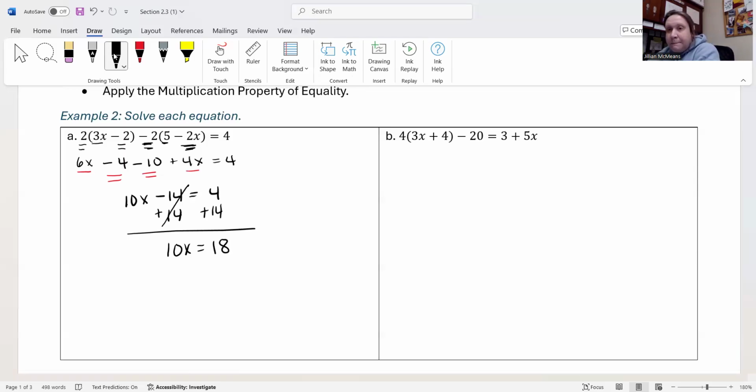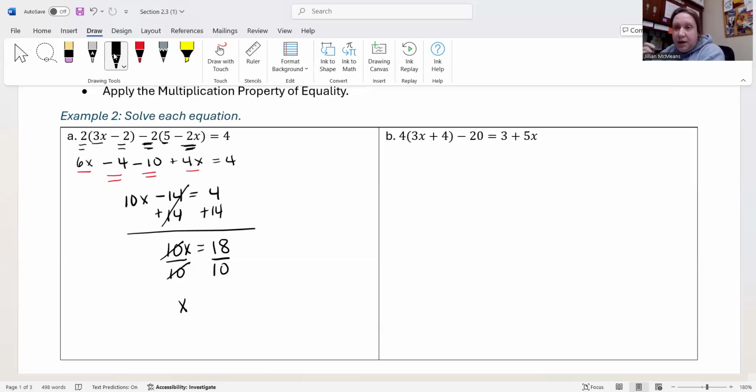At this point, I can go ahead and apply the multiplication property of equality. I have a single variable term equaling a single constant term. I need to undo what has happened to x, and what's happening to x is it's been multiplied by 10. So let's divide both sides by 10. 10 divided by 10 is 1, and that's always the case. If you take a number and divide it by itself, you just get 1. And then 18 divided by 10.